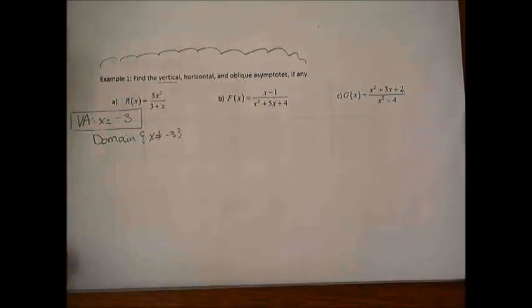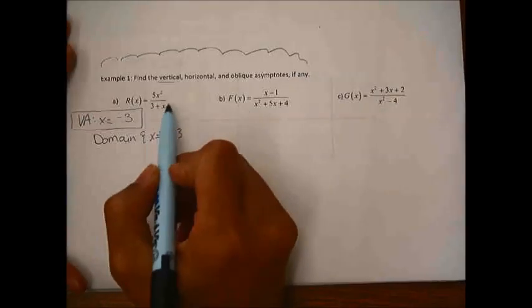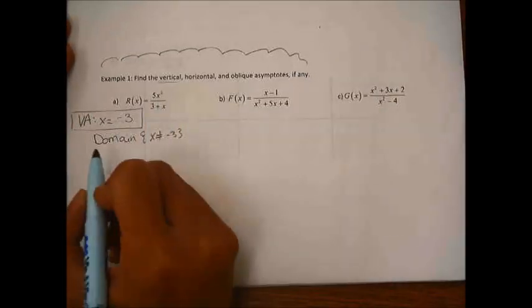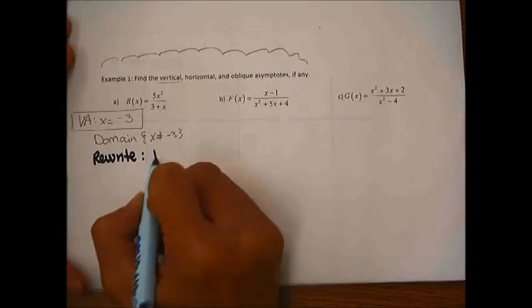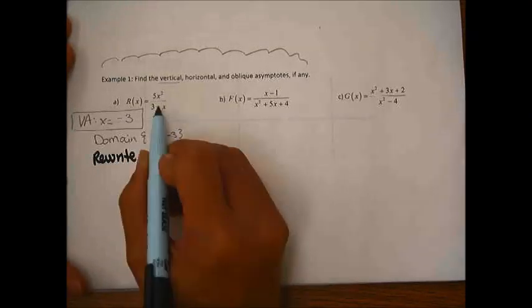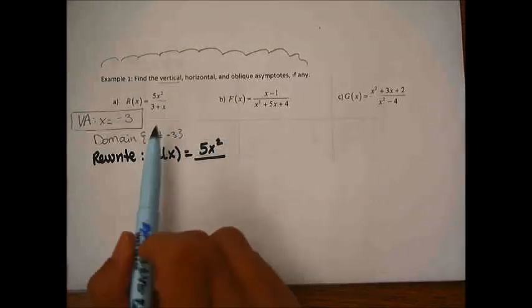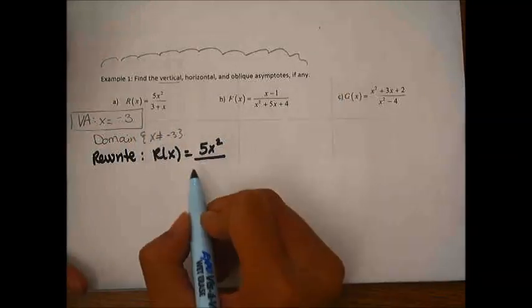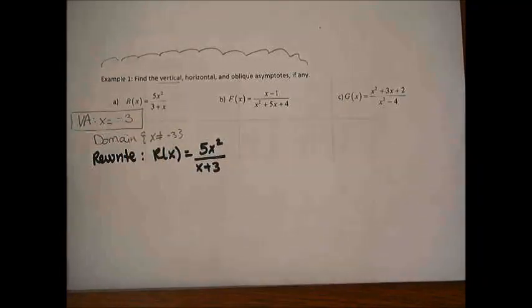So the first thing is I'm actually going to switch my pencil so I get something darker. I would rewrite this so that it's in descending order. So rewrite r of x equals, on the top I don't really have a choice, I'm just going to rewrite 5x squared over. This right here is not in descending order, so I'm going to write it as x plus 3. So this is a better version of that.